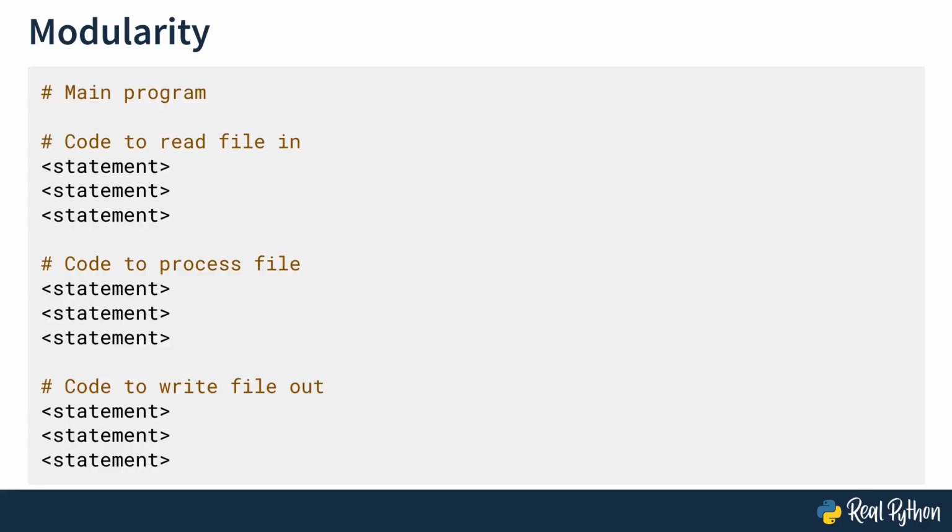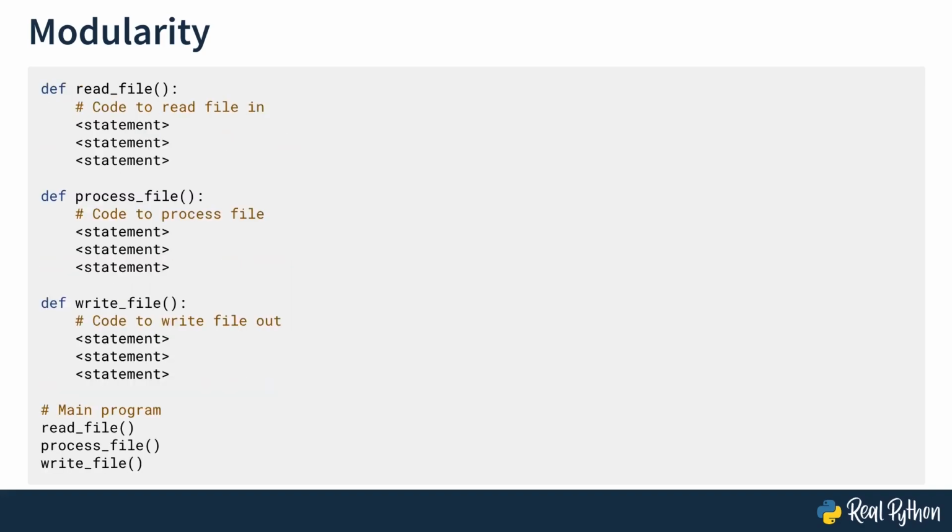So your program might look like this. Have a section of code to read the file, a section of code to process the file, and a section of code to write the file back out. That's a lot to look at in one particular unit. It's going to be tough to solve problems in a program doing this many things at once.